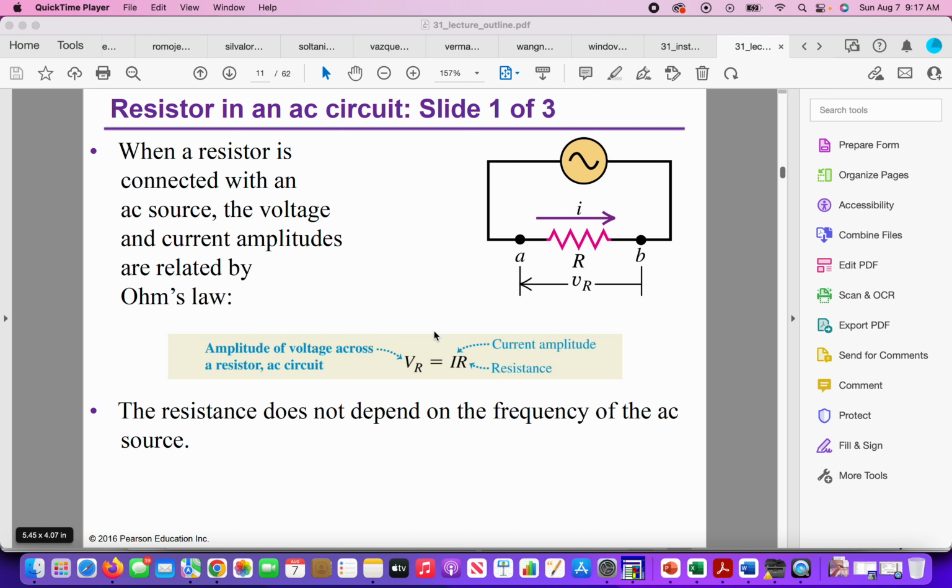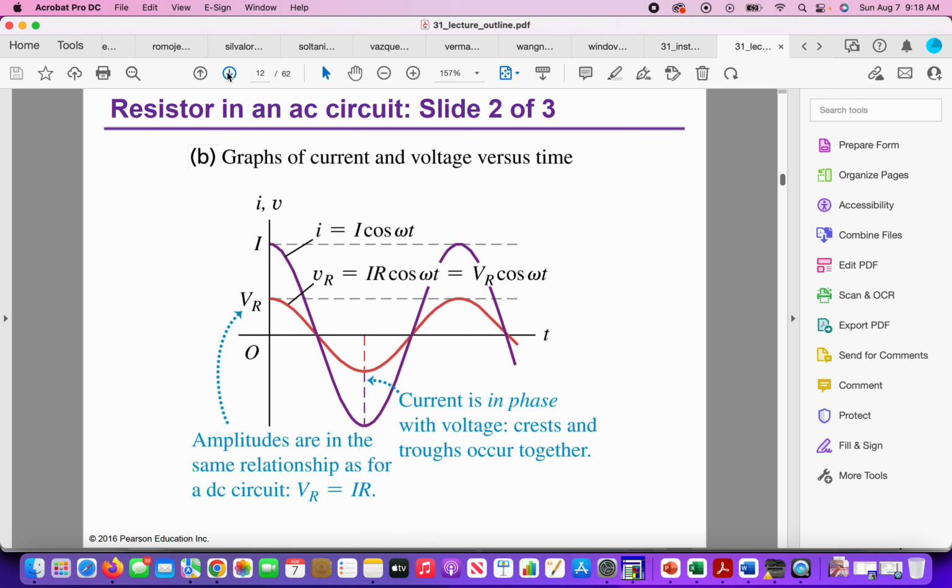The voltage and current amplitudes are related by the equation, which is Ohm's law, VR equals I times R. Nothing is changing here because the resistance itself does not depend on the frequency of the AC source. Whatever frequency we have, VR is going to be I times R.